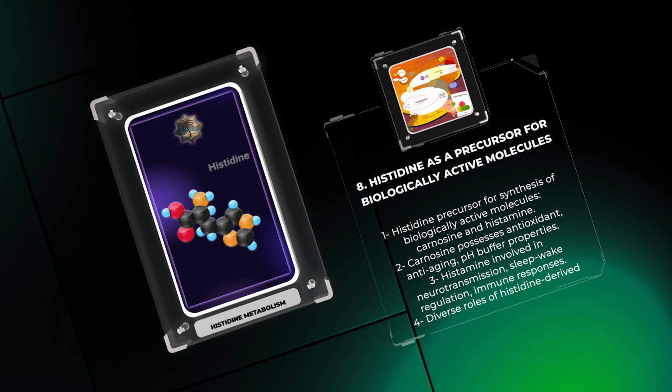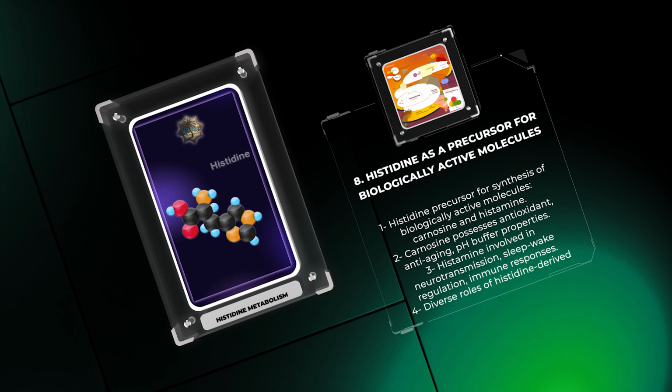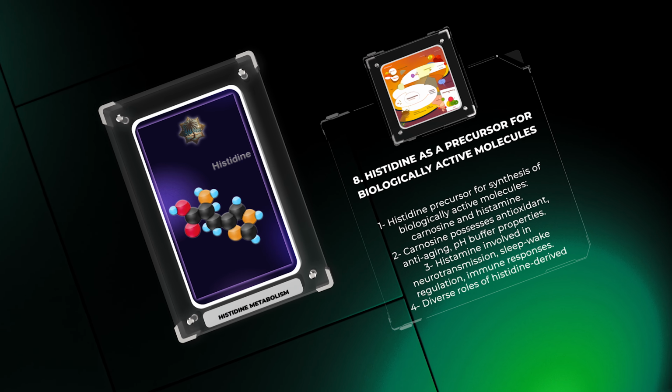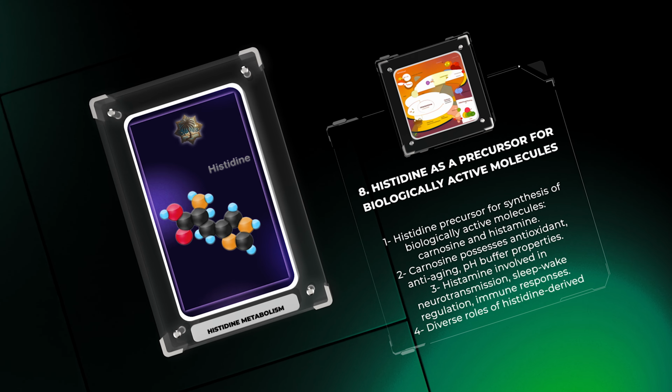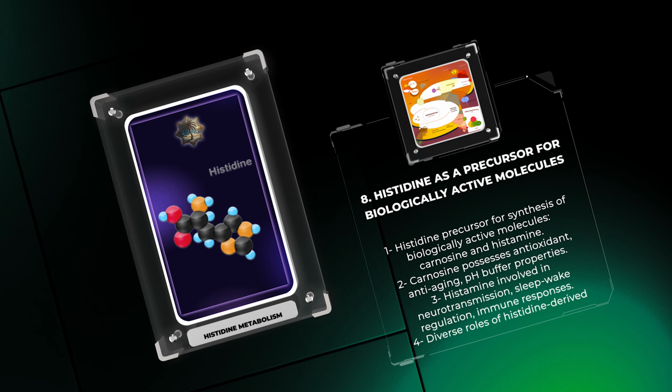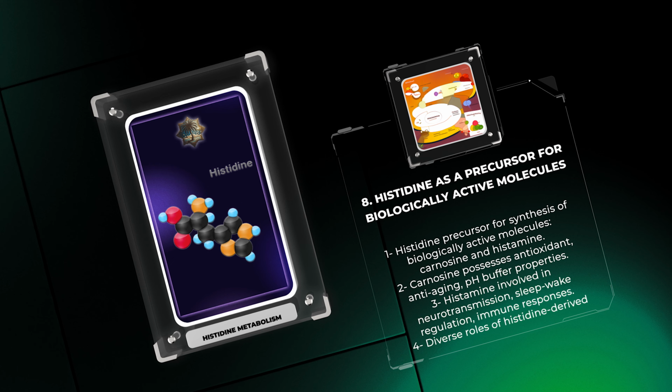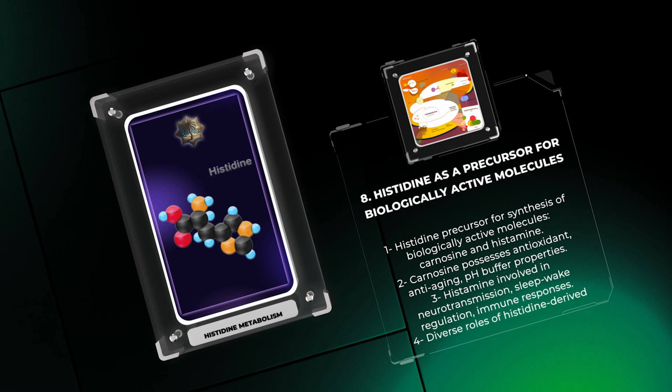Histamine, derived from histidine via HDC, acts as a neurotransmitter involved in synaptic transmission, sleep-wake regulation, and immune responses. Exploring the diverse roles of histidine-derived molecules sheds light on the multifaceted functions of this amino acid within the body.